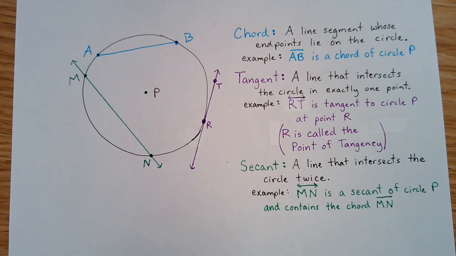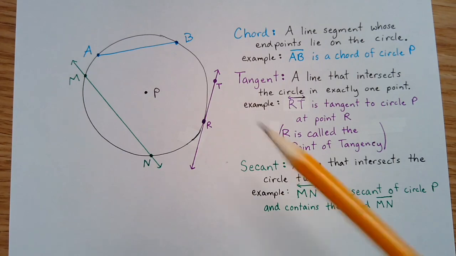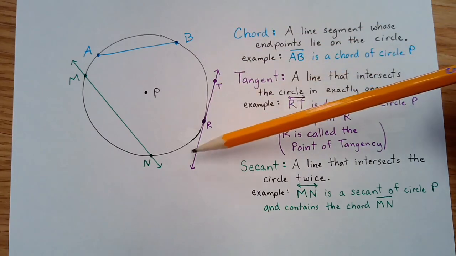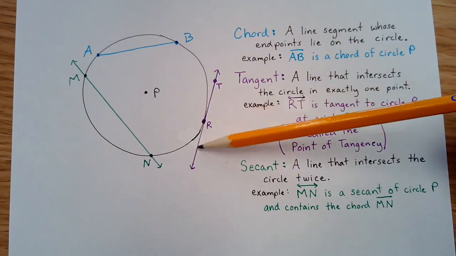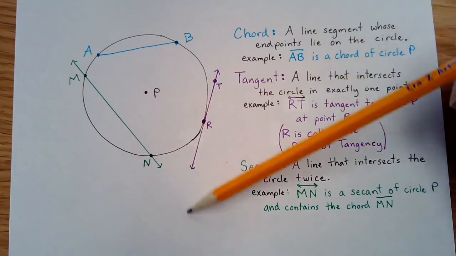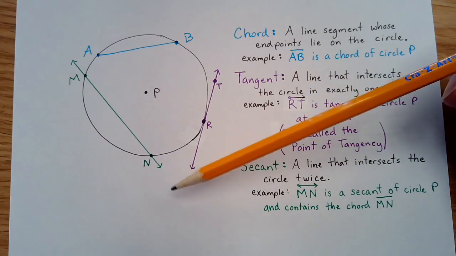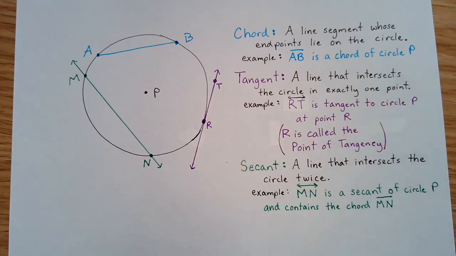Okay, now chords, secants, and tangents can all intersect each other and interact in different ways. Now I haven't extended any of these lines, but you could see if we extended the tangent line and the secant line that they would create an angle down here outside of the circle. So in a minute we're going to talk about how all these different lines and segments interact with each other in regards to the circle and the angles that get created with those interactions.